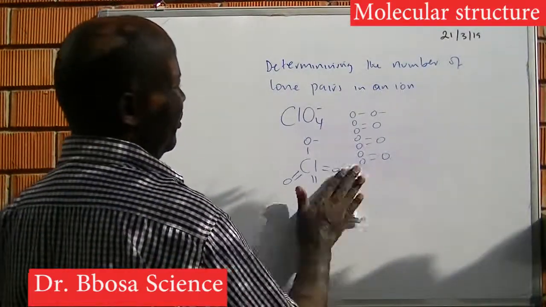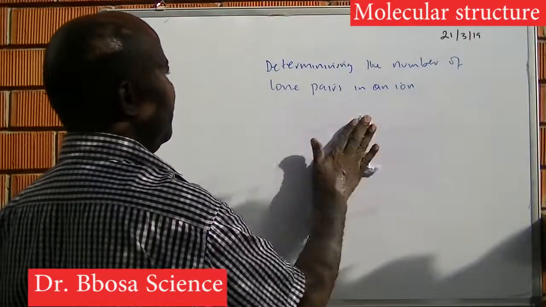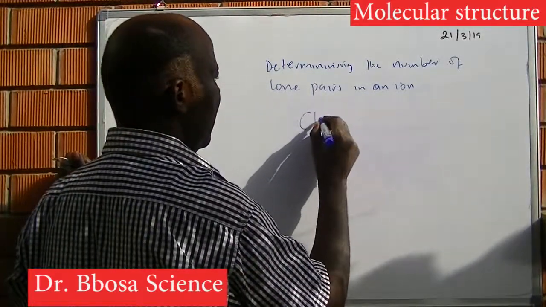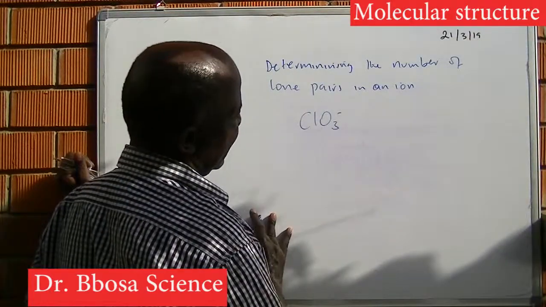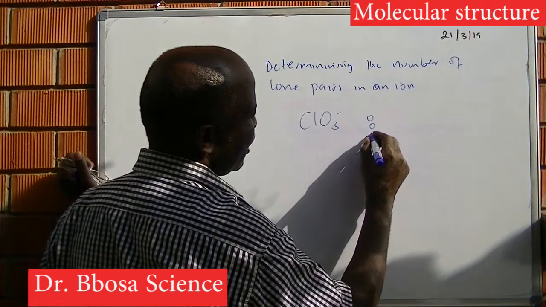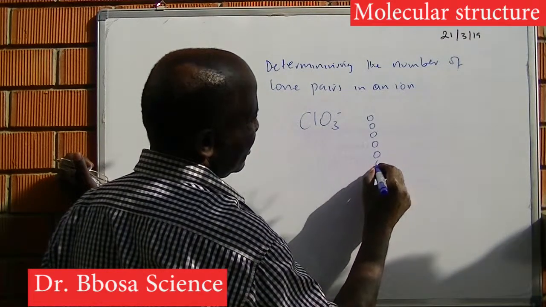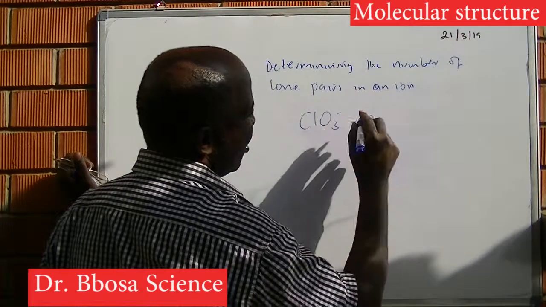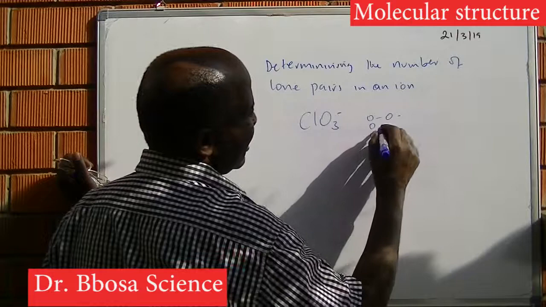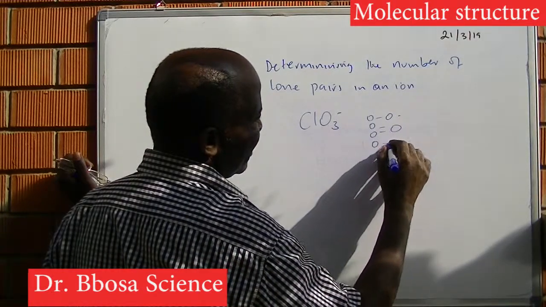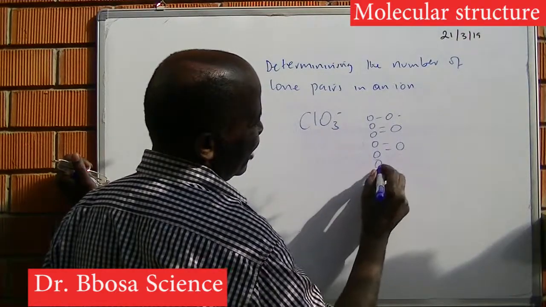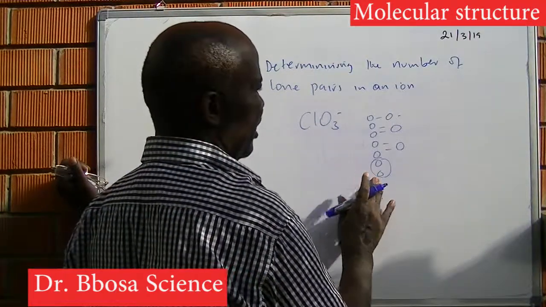Another example is ClO3 minus. Again, chlorine has 7 electrons in the outermost shell. One oxygen will bond with 1 electron and it will carry a negative charge. The other 2 oxygen atoms without a charge will share 2 electrons from the outermost shell. This will have a lone pair of electrons.